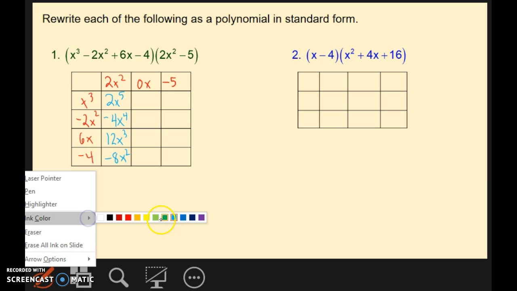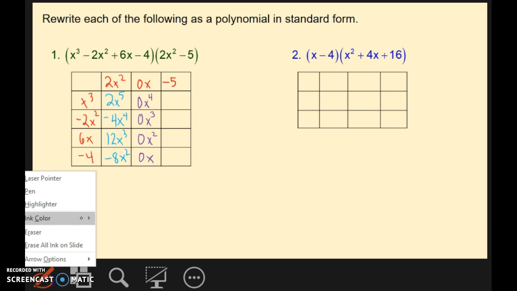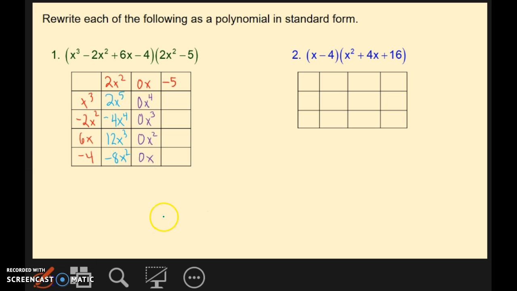Then I can take the next column and do the same thing. Here I'm going to distribute my 0x. So 0x times x to the third is 0. I'm going to write it as 0x to the fourth, and you'll see why when we're looking at like terms later. 0x times negative 2x squared is 0x to the third, and then 0x squared and 0x. And finally, I take that negative 5 and distribute it through: negative 5x to the third, 10x squared, negative 30x, and 20.